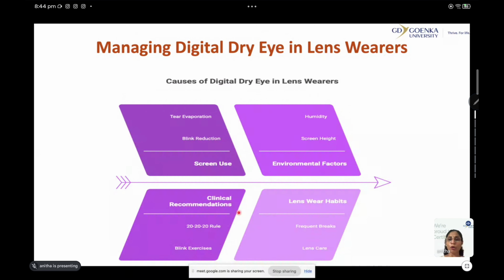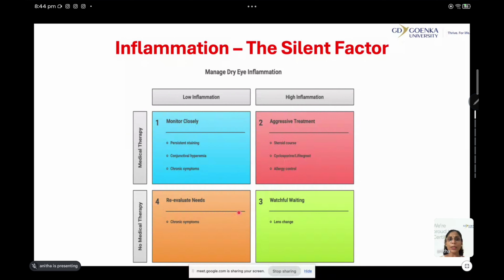Even if they're not able to follow the 20-20 rule, ask them to go in for simple blink exercises. Okay, so inflammation, again, I told you, not everybody goes into an inflammatory reaction. That is slightly in moderate to severe cases of dry eye, you see inflammation. So low levels of inflammation, when you notice, you monitor closely when there is persistent staining or conjunctival hyperemia or chronic symptoms. High inflammation requires aggressive treatment.